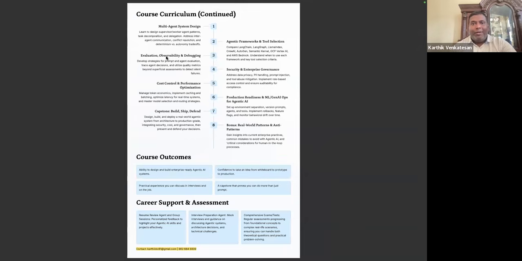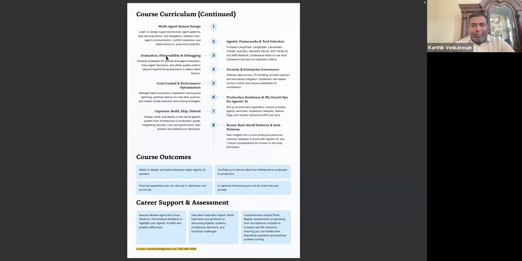So that's why I want to give a demo of two applications I built, even though I haven't done any coding for years and years. Then multi-agent system design, tool selection, and then governance, evaluation, observability, debugging, tracing, security, all these things I'm covering.